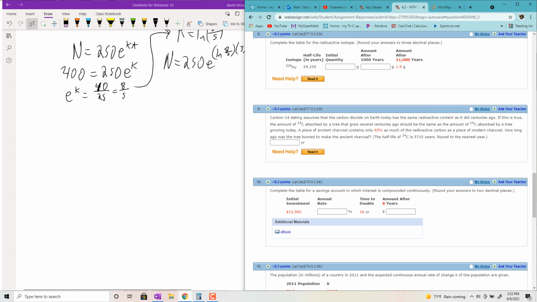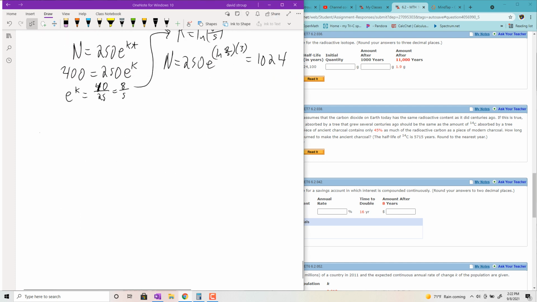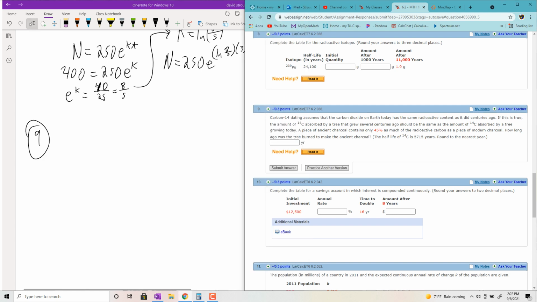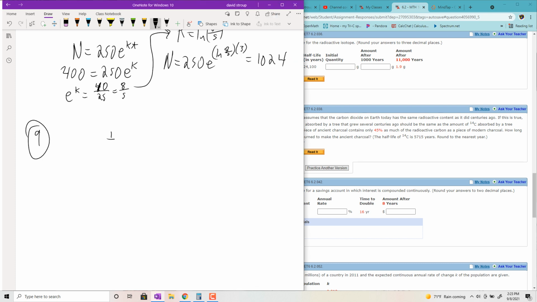Carbon 14, let's try this one. 9. Carbon 14 assumes that carbon dioxide on Earth today has the same radioactive content as it did centuries ago. If this is true, the amount of carbon 14 absorbed by a tree that grew several centuries ago should be the same as the amount of carbon 14 absorbed by a tree today. A piece of ancient charcoal contains only 45% as much of the radioactive carbon as a piece of modern charcoal. How long ago was the tree burned to make the ancient charcoal? And the half-life is 5715.